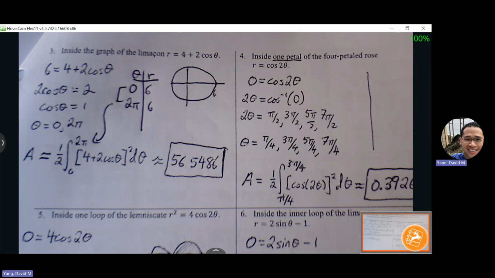Yeah, anytime I'm looking for an inner loop, anytime I'm looking for a petal, I'm always setting r equal to 0 because I want to know where that region is going to close itself off again.